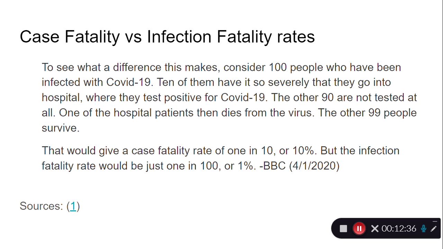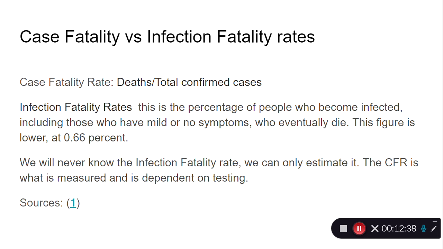What do I do with my slides here? I think my slides are out of order. I'll have to change that.